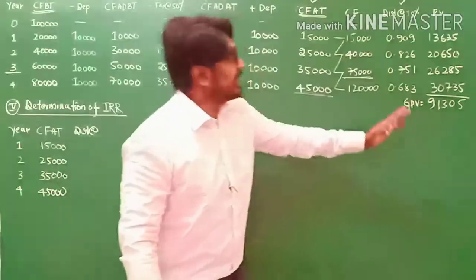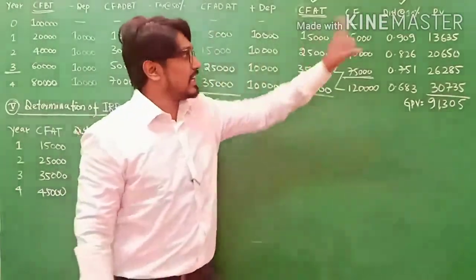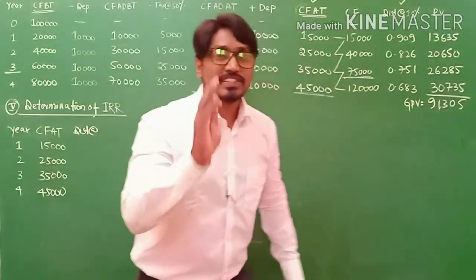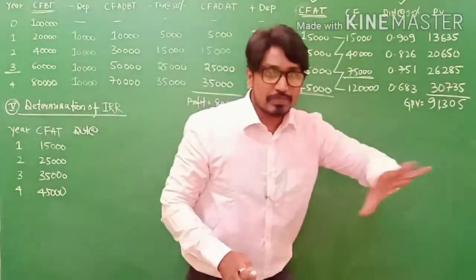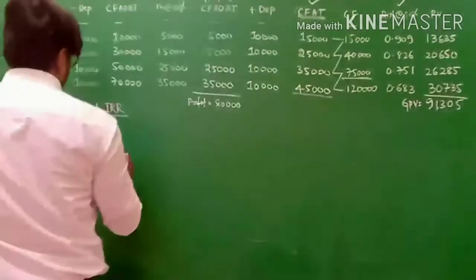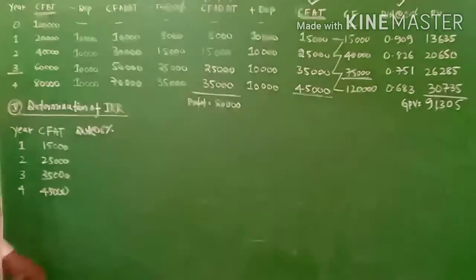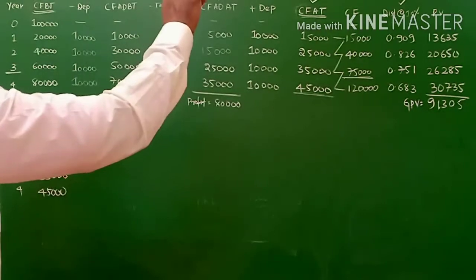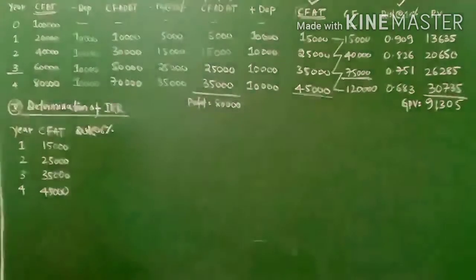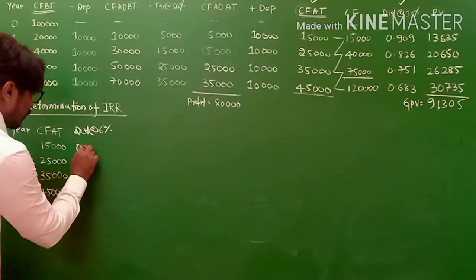So according to me, in case of 10% it is 91,305. I straight away consider 6% because the 6% figure goes beyond the 1 lakh. So beyond the 1 lakh, it may be 6%. Let us check discount at 6%. So values of 6% we need to find out, my friends. So that 10% and 6%, 0.943. How to find out this figure?